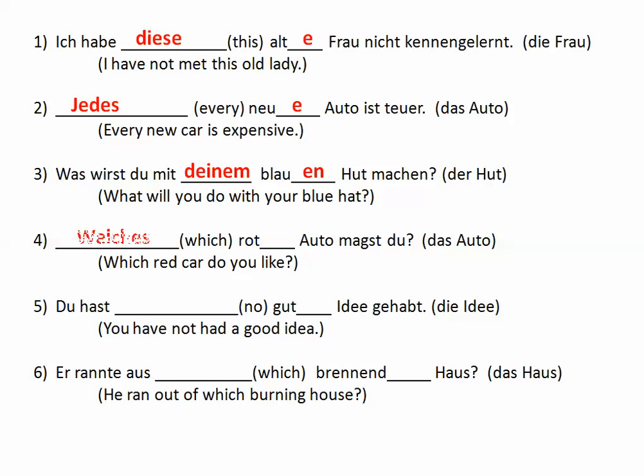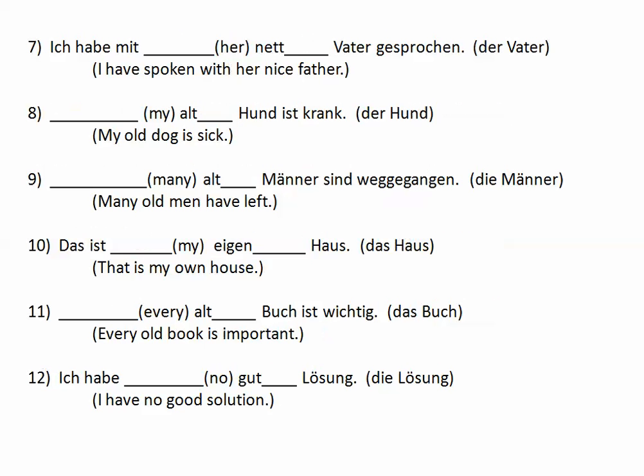Welches rote Auto magst du? Du hast keine gute Idee gehabt. Er rannte aus, aus is a dative preposition, aus welchem brennenden Haus? Okay, so pretty complicated stuff here, but if you're up to the task, then hopefully this is a good exercise for you.